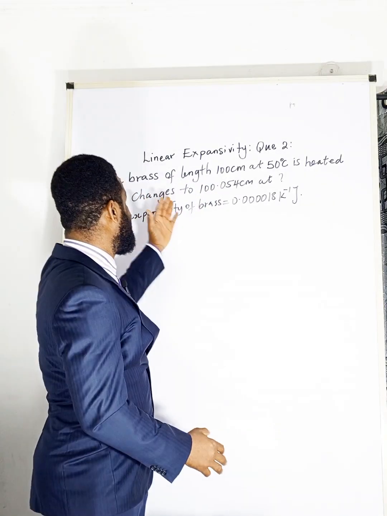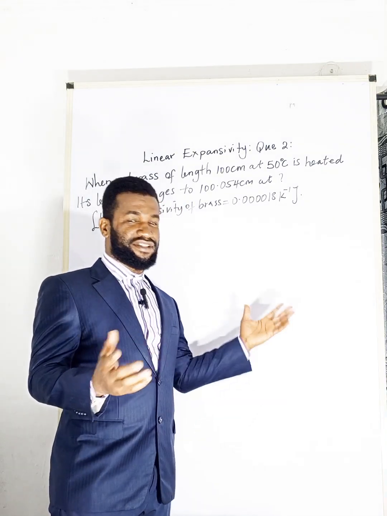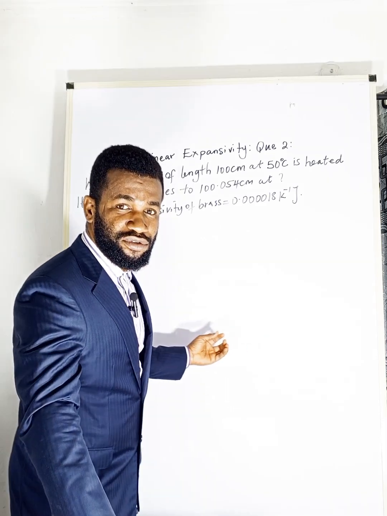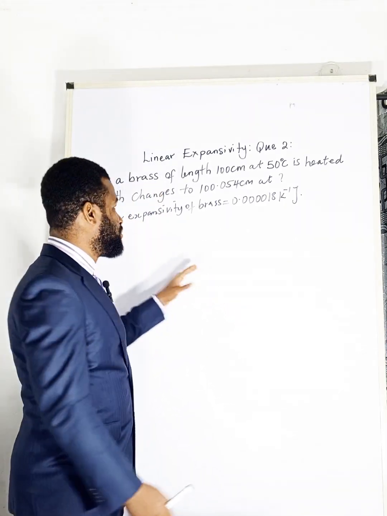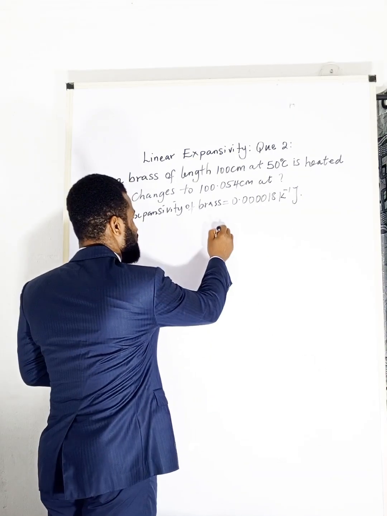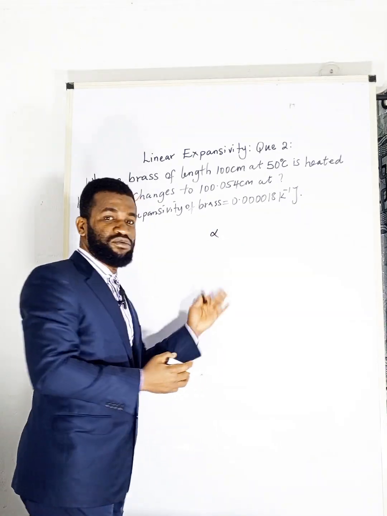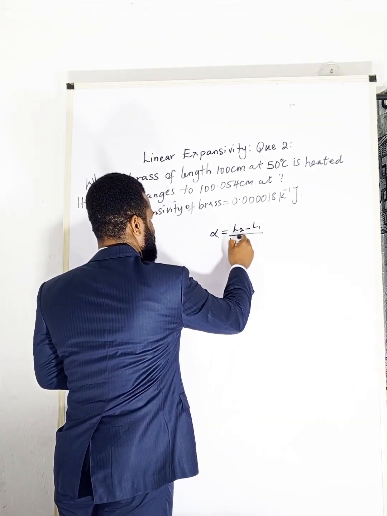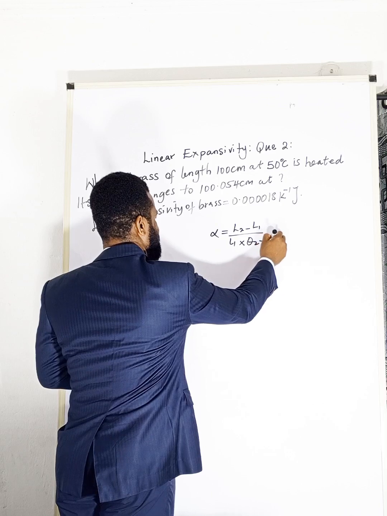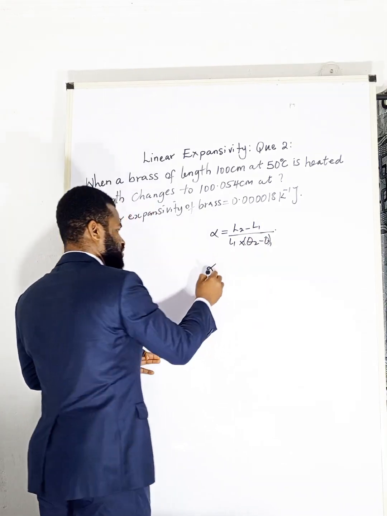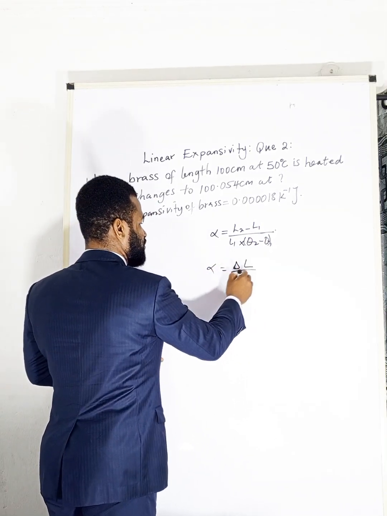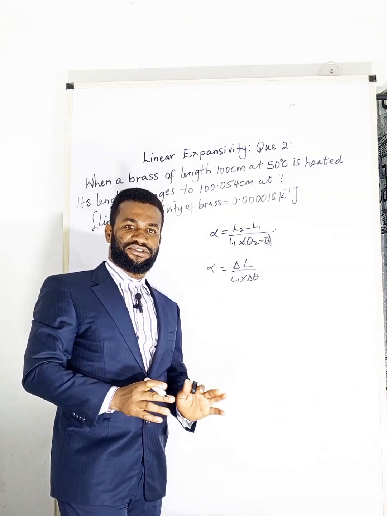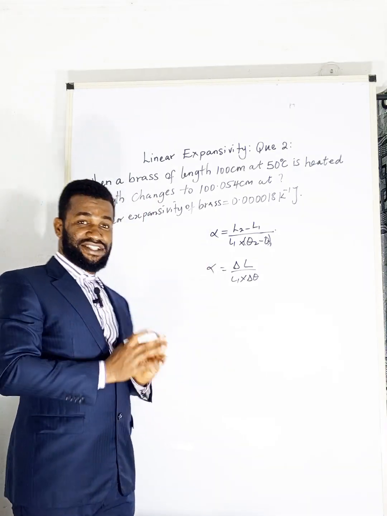And remember, we treated linear expansivity 1, and that is question 1, where we did a very short introduction. We're going to continue with what we did in the first one. Like I said in the first lesson, linear expansivity is given with the symbol alpha, which is L2 minus L1 all over L1 times theta 2 minus theta 1. Sometimes you can also say that this is change in length all over original length times change in temperature. It depends on the question, and both of these are the same thing.